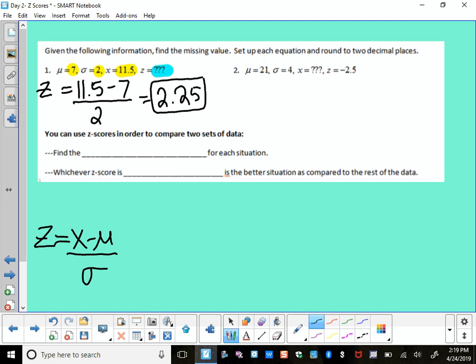And look at number 2. They gave us the mean, which is 21. My standard deviation is 4. My z-score is negative 2.5. I need to find my x. So, what do they give us for z-score? Negative 2.5. All right, so let's write that in. Instead of writing z equals, we're going to write negative 2.5 equals x, I don't know what x is, minus the mean, 21, divided by my standard deviation, which is 4.